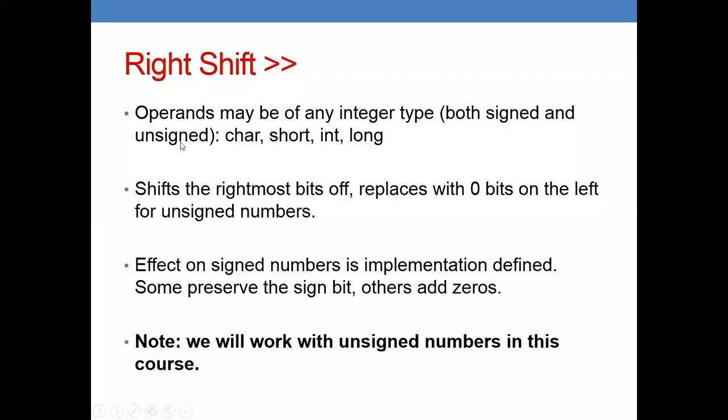But we want to know a right shift is going to shift the rightmost bits off the right end, and it's going to replace the missing bits with 0 bits on the left side. So it's going to shift them off the right, put zeros on the left, for unsigned numbers. The effect on signed numbers is implementation defined, and most everything we want to work with is going to be an unsigned bit. It's going to be something that's usually in a status register, right? So that's what we'll be working with in all of our examples.